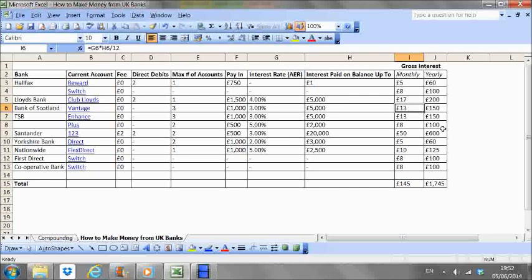Now, again, this number will change based on the number of accounts you open. So here, all of these monthly gross interest payments are based on having one account for each of them. Now, in this case, for Bank of Scotland, you can have three accounts. So I'm going to apply that. That means £38. For TSB, that's also three accounts, so that's £38. Then for a plus account, you can have two accounts, that's £17. You can have two accounts with Santander, that makes it 100. Yorkshire, you can have two accounts, that makes it 10. So now, you have £259 every month, every single month.